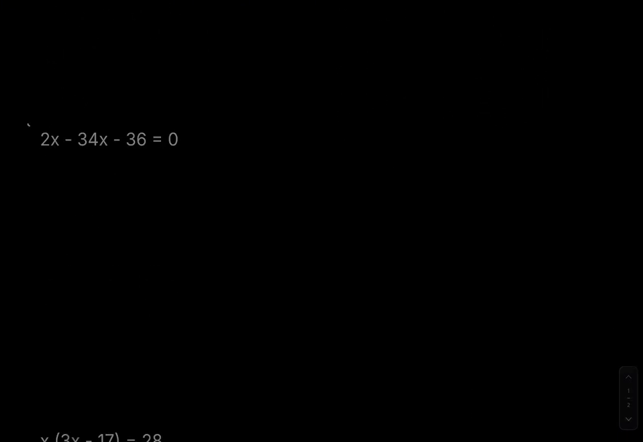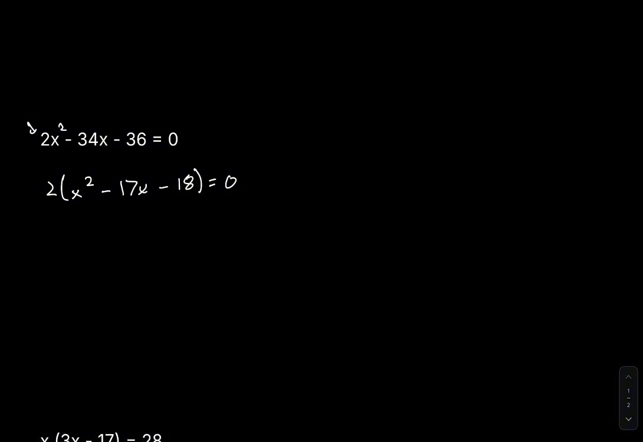Okay? Our next question has a 2 in front of the x squared. So first we check, is there a common factor? Yep, everything can be divided by 2. So we're going to put the 2 outside of the brackets. So we're going to have 2 times x squared minus 17x minus 18 equals 0.